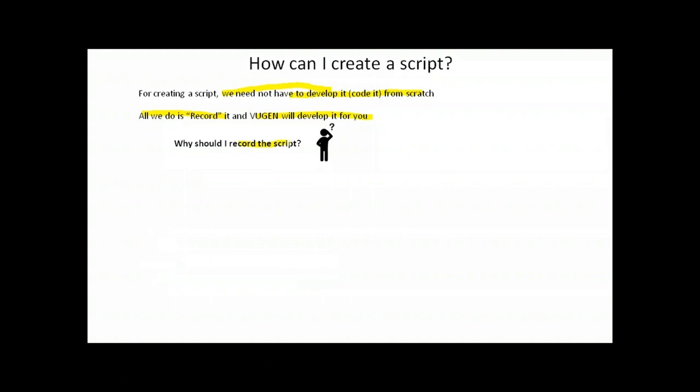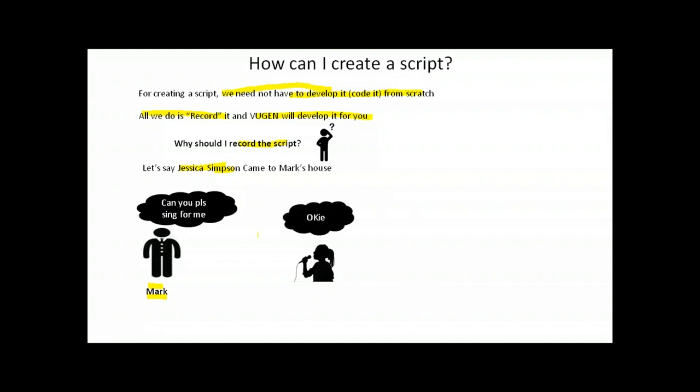Now let me take an example of our Mark. Mark is a rich guy, and he's throwing a party. Our Jessica Simpson came to Mark's house. I know she's very popular, and I don't think she would come to anybody's house just to sing, but let's say Mark is very powerful and Jessica Simpson has gracefully made her presence at that event, because it's a big party. Obviously if Jessica Simpson comes to somebody's house, the first thing you would ask is, can you sing for me?